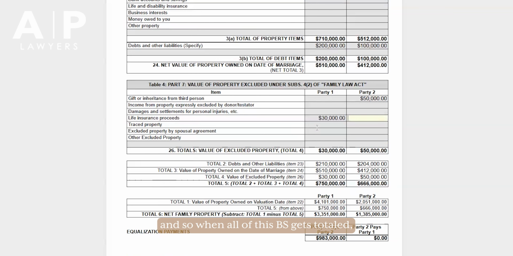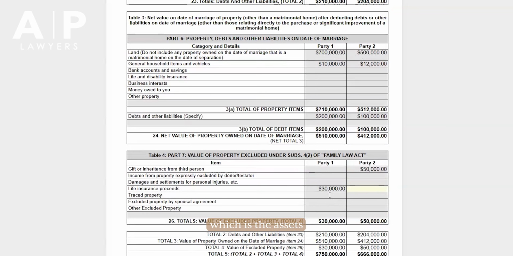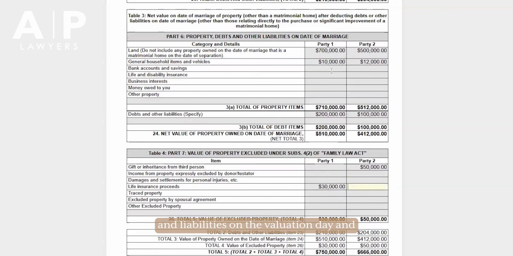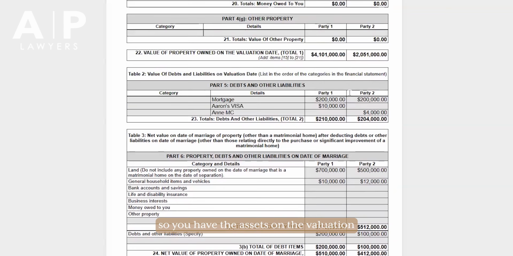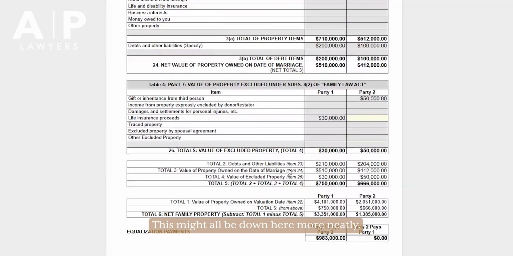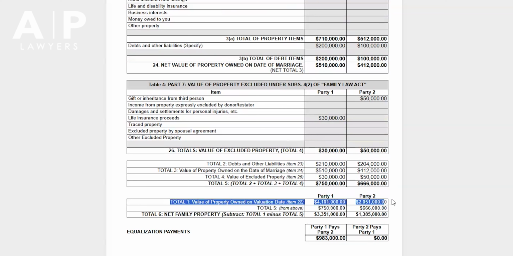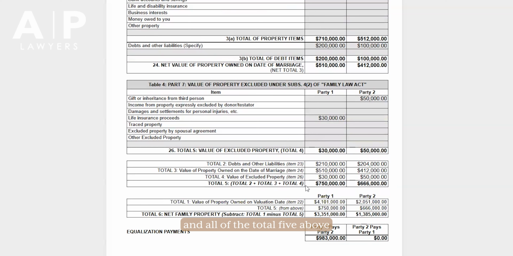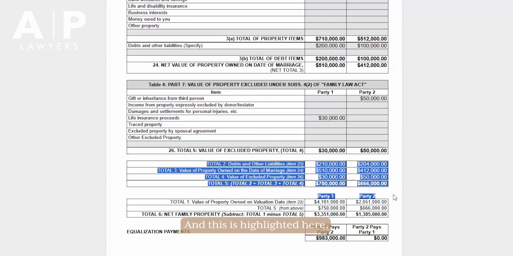And so when all of these get totaled, which is the assets and liabilities on the valuation day, and deducting as well. So you have the assets on the valuation date. Actually, this might all be down here more neatly. So if you have all the values of all the assets on the valuation day, right here, I'm going to highlight where I'm looking at. And then you deduct all of the above, and the total 5 above, which is here, includes all of the debts and liabilities. And this is highlighted here. All of the debts and liabilities on the date of separation, which is the valuation date.